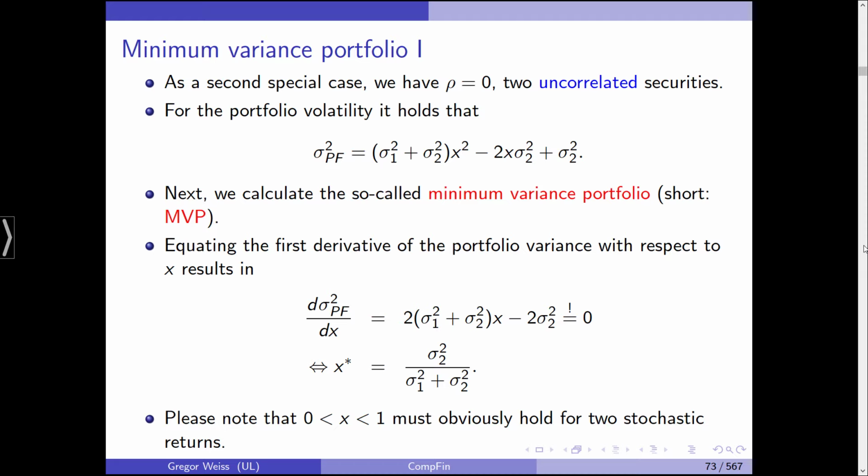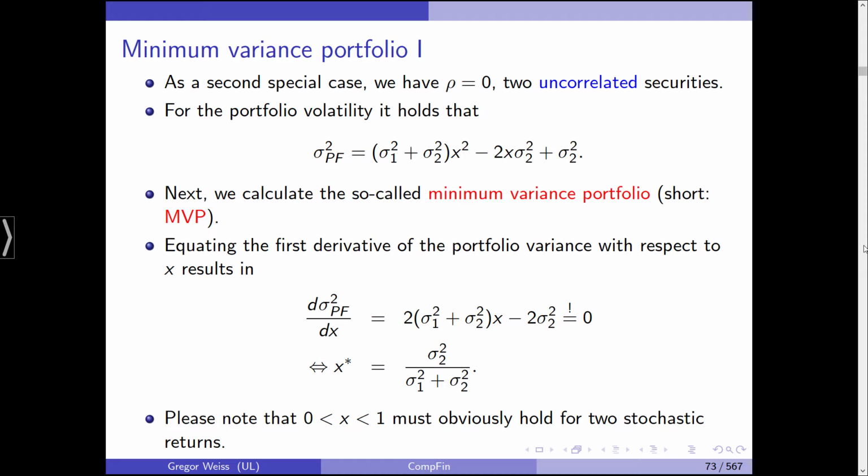Now, as a second special case, we want to look at rho equal to 0. These are two uncorrelated securities. And for the portfolio volatility, we get that the portfolio variance is given by sigma 1 squared plus sigma 2 squared times the squared weight minus 2x sigma 2 squared plus sigma 2 squared. So we can also calculate the space of all possible portfolios if rho is equal to 0. And I'll come back to that later.